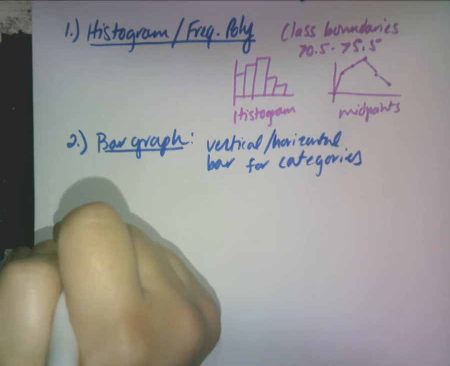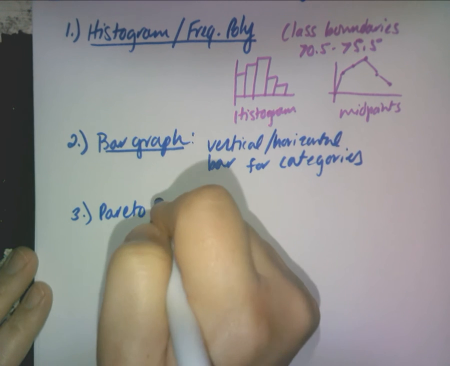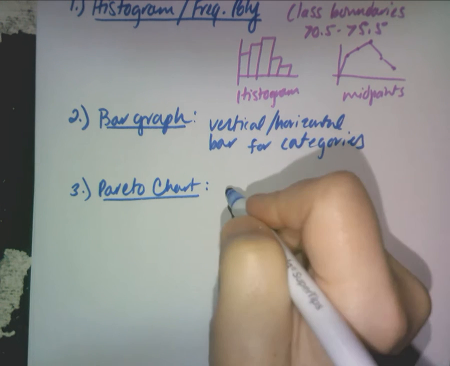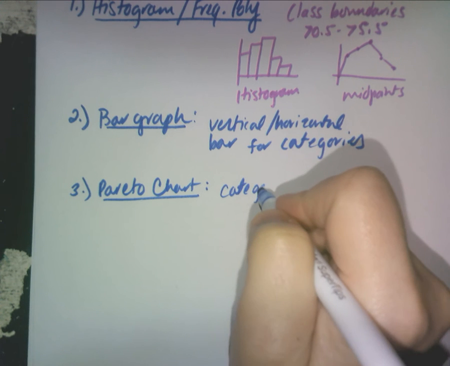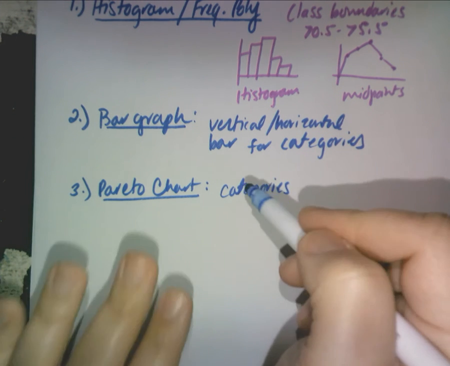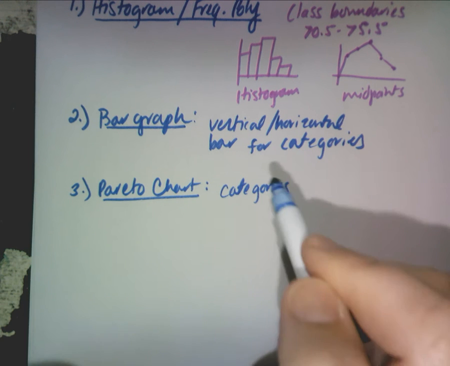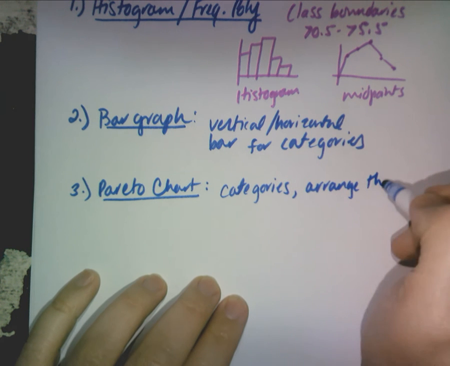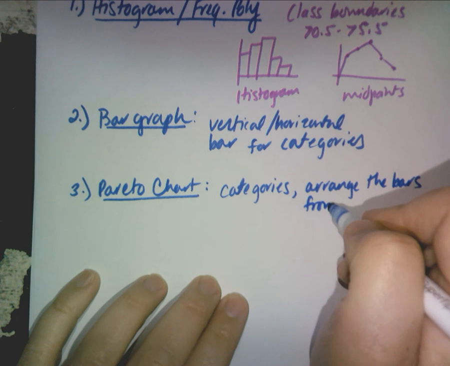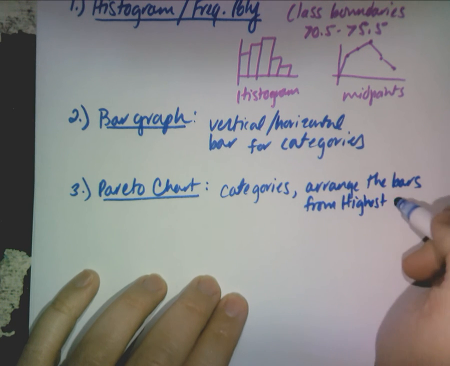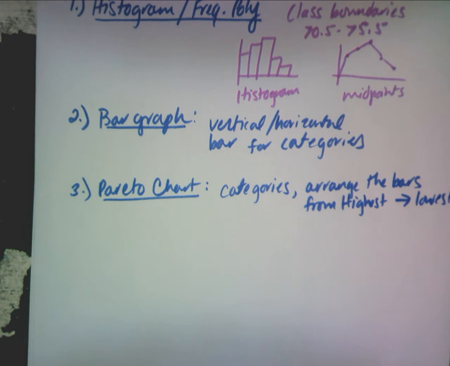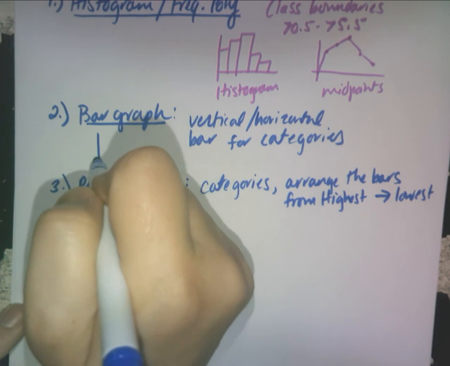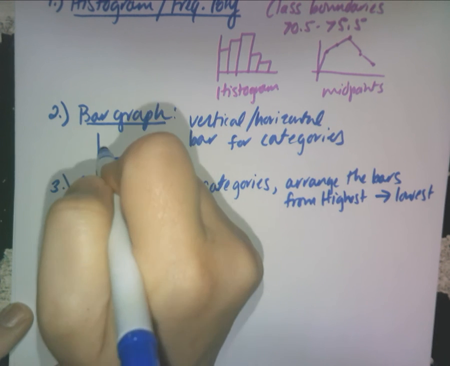Then there is what's called a Pareto chart. A Pareto chart is also categories. Pretty much, Pareto is a bar graph. The only difference is the following, okay? You must arrange the bars from your highest to the lowest. So here's your bar graph of chocolate, vanilla, strawberry, and it looks like this.